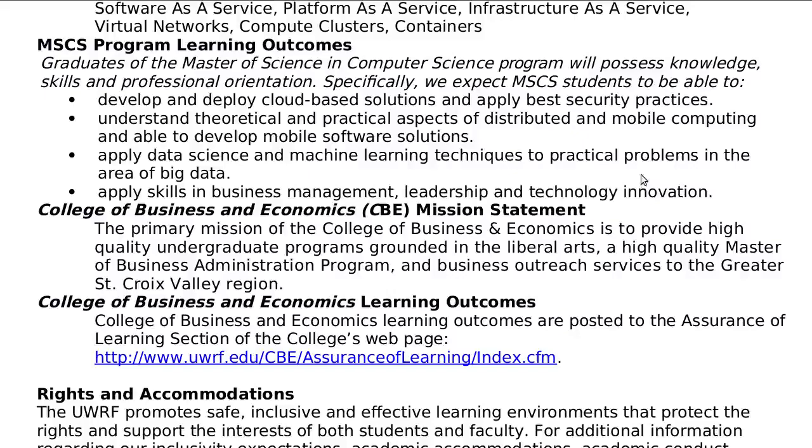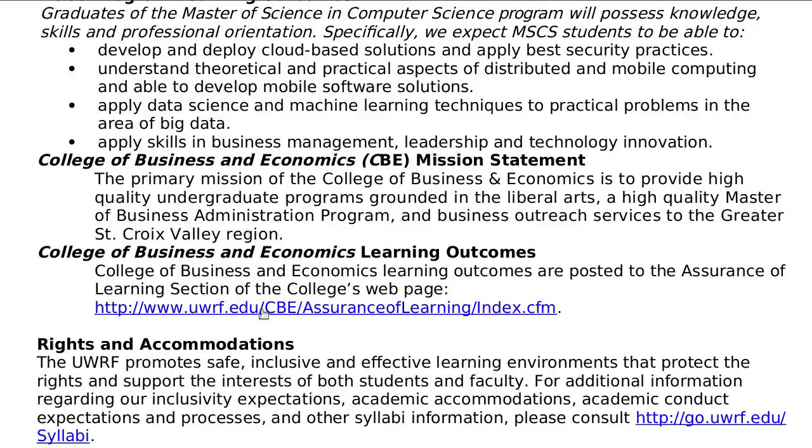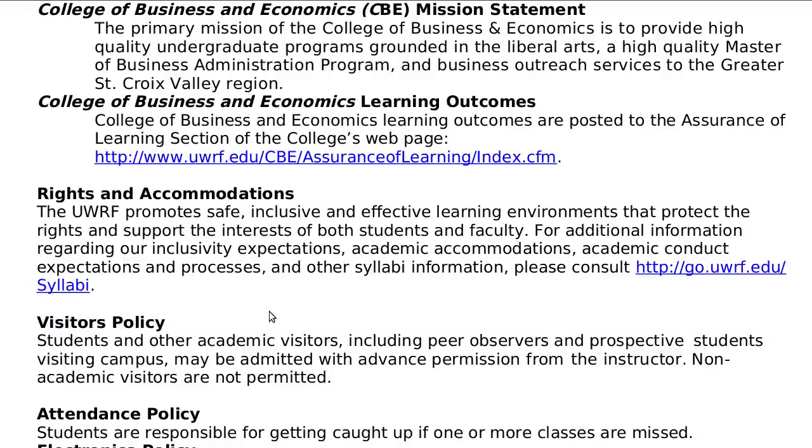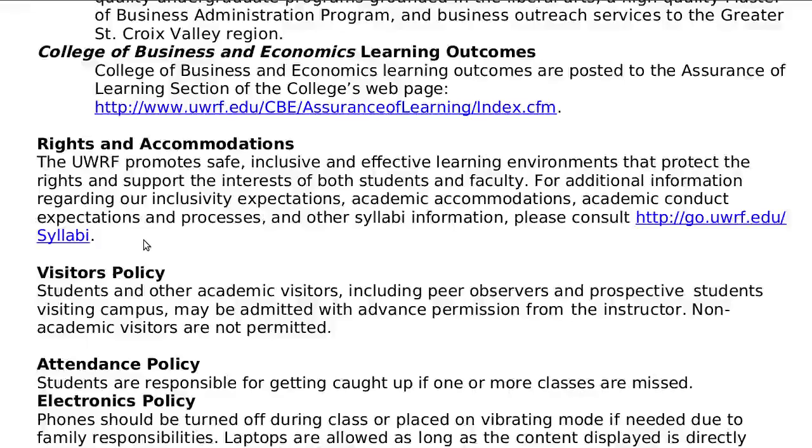Okay, so hopefully you're aware of some of the mission statements of the college and the learning outcomes, and also the university as a whole. If you're not sure about this, definitely use this link to take a look. If you have any questions about your ability to do the work in this course, definitely take a look at these rights and accommodations. You do have accommodations if you have trouble with accessing this course.